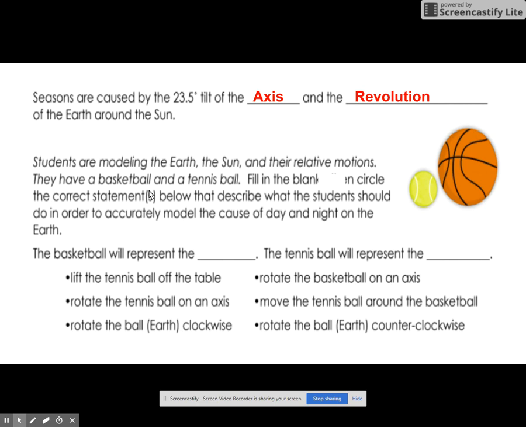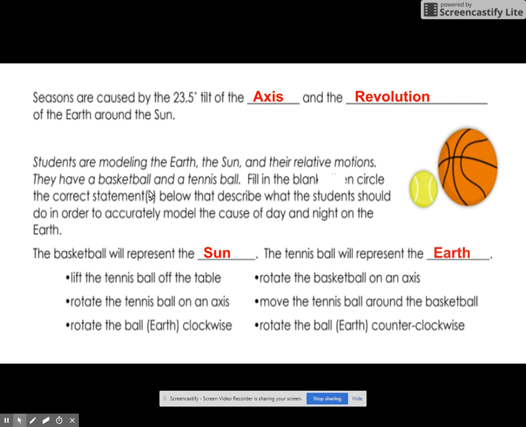All right. So the first question they ask us is, what does each ball represent? Does the basketball represent the sun or the earth? You should have said it represents the sun. Look at how big that basketball is compared to the earth, or compared to the tennis ball. The tennis ball is significantly smaller, just as the earth is significantly smaller than the sun. And the tennis ball, of course, represents the earth.